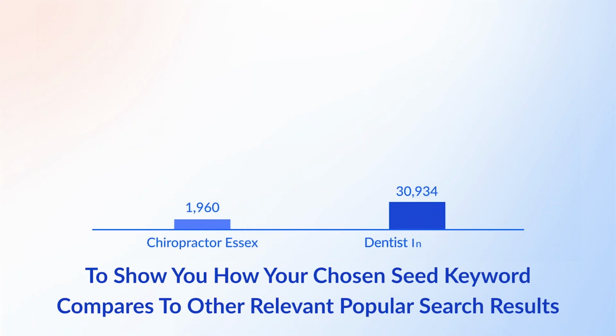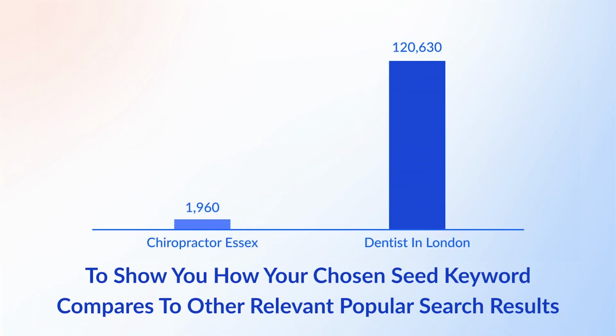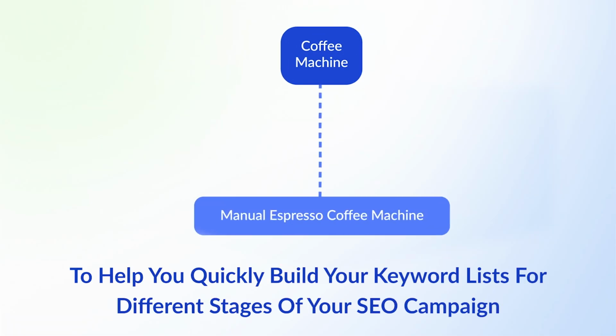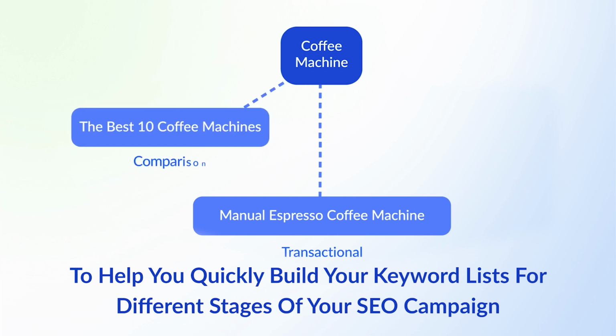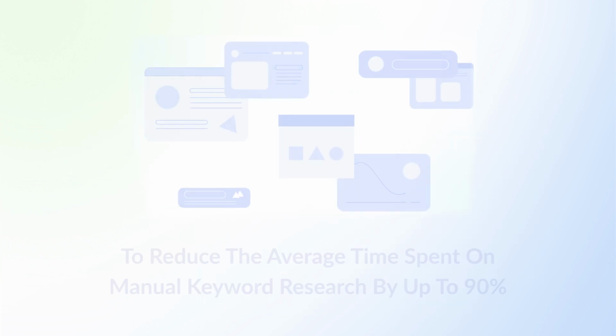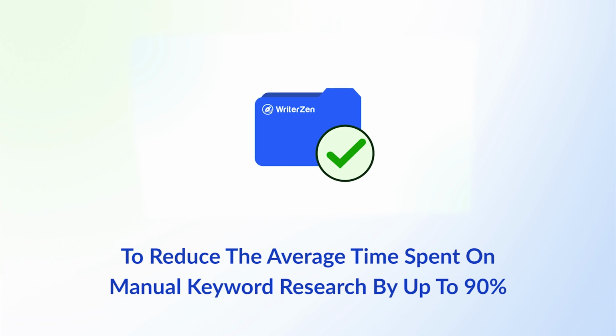The main goals of the Keyword Explorer tool are as follows. To show you how your chosen seed keyword compares to other relevant popular search results. To help you quickly build your keyword lists for different stages of your SEO campaign using the basic and advanced filters. To reduce the average time spent on manual keyword research by up to 90%.